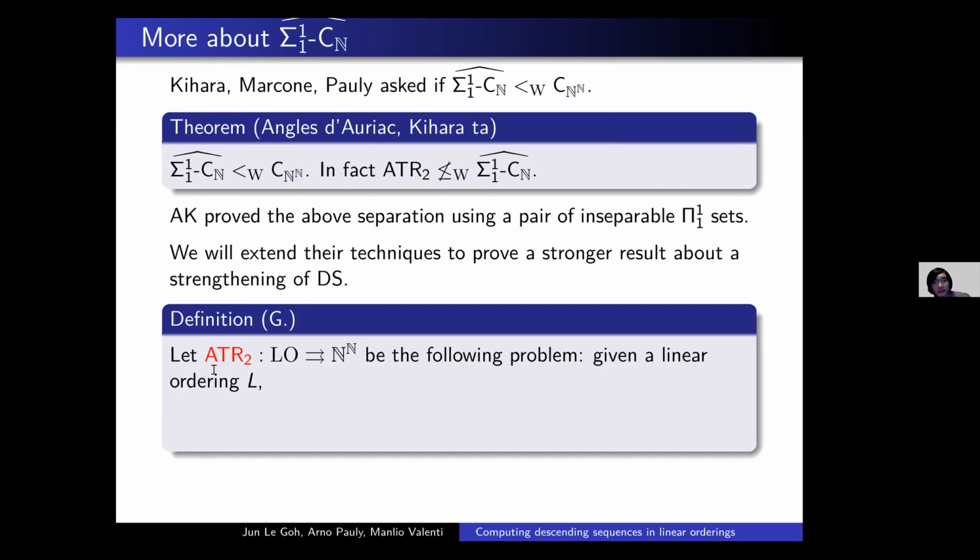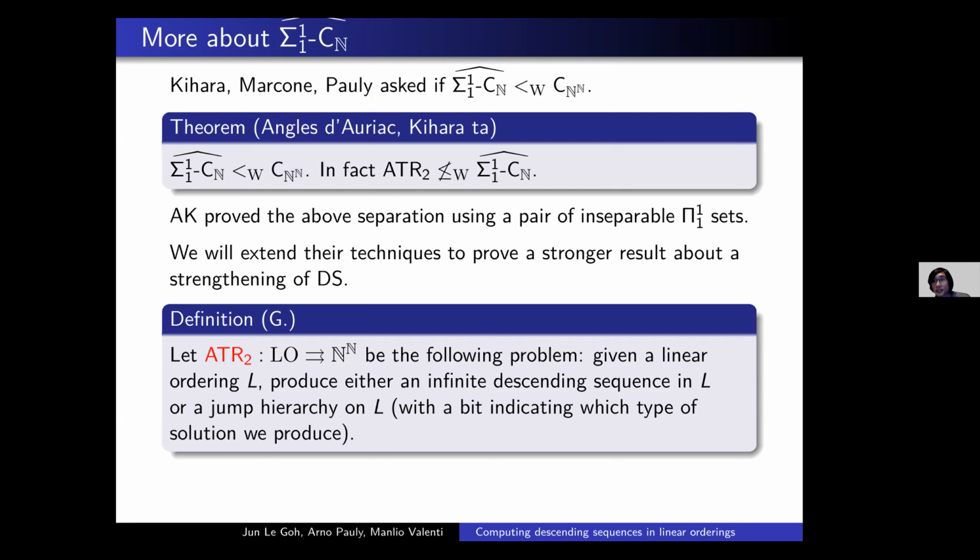In ATR, in reverse math, you say that for any well ordering, there's a jump hierarchy on the well ordering. Now I'm saying let's broaden the domain. Instead of restricting to just well orderings, let's look at all linear orderings. So we're given a linear ordering L, which doesn't have to be well ordered, and we ask for one of two things. You can either produce an infinite descending sequence in the ordering, or you can produce a jump hierarchy. You can put a single bit at the beginning which indicates which type of solution you produce.